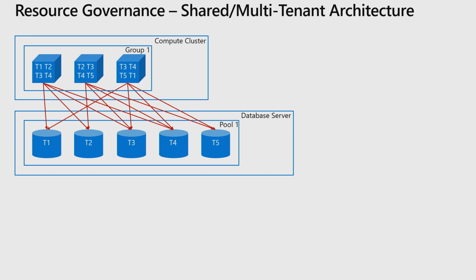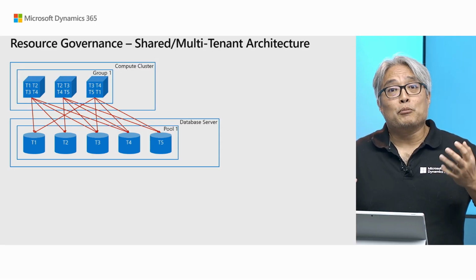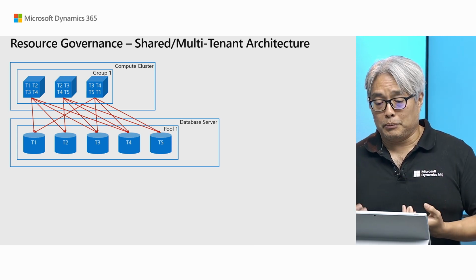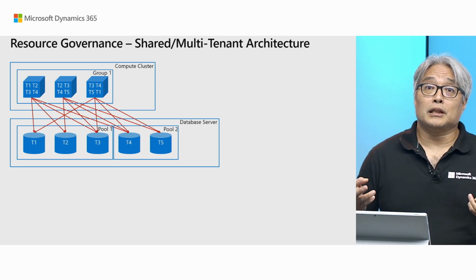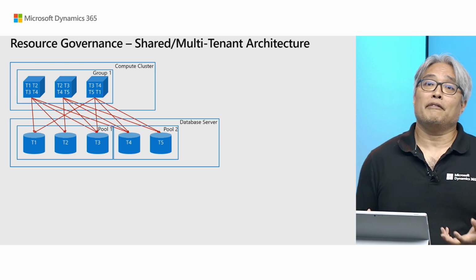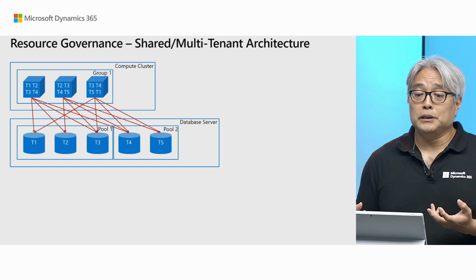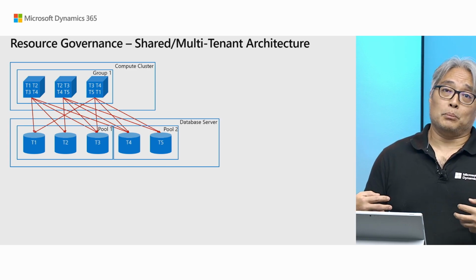Now, if tenant databases 4 and 5 need more juice, for example because they are running long-running queries, you can upgrade their pool so they move to a different pool that has more resources for those databases. In this picture, the T4 and T5 tenant databases are moving to pool 2, which has less density and more resources for long-running queries. And you can scale the compute layer independently from the database layer.